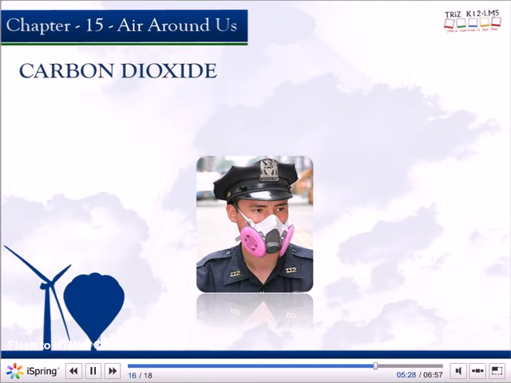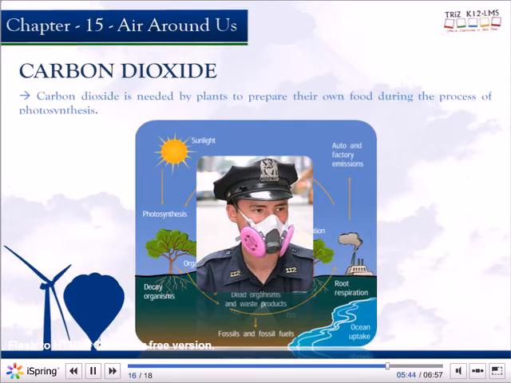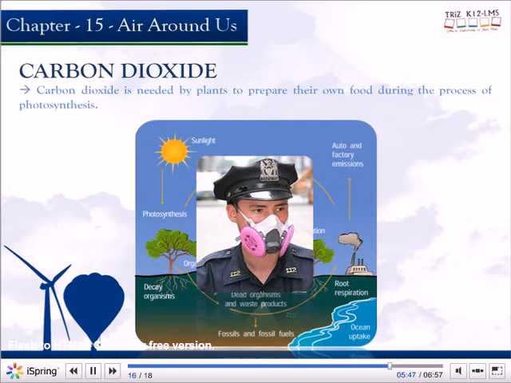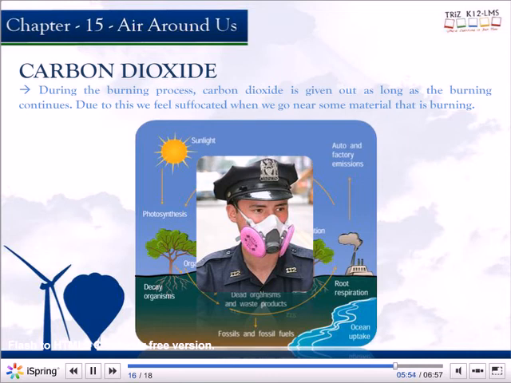Carbon dioxide. Carbon dioxide makes a small component of air. During the process of respiration, all the plants and animals take in oxygen and give out mainly carbon dioxide and traces of a few other gases. Carbon dioxide is needed by plants to prepare their own food during the process of photosynthesis. During the burning process, carbon dioxide is given out as long as the burning continues. Due to this, we feel suffocated when we go near some material that is burning.